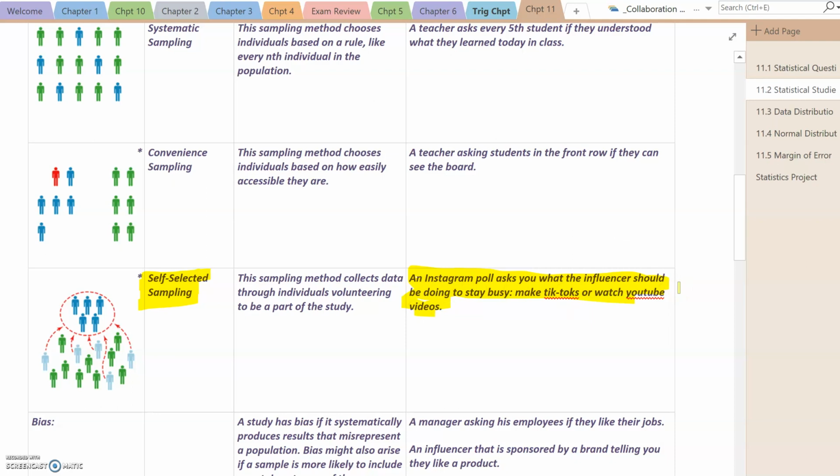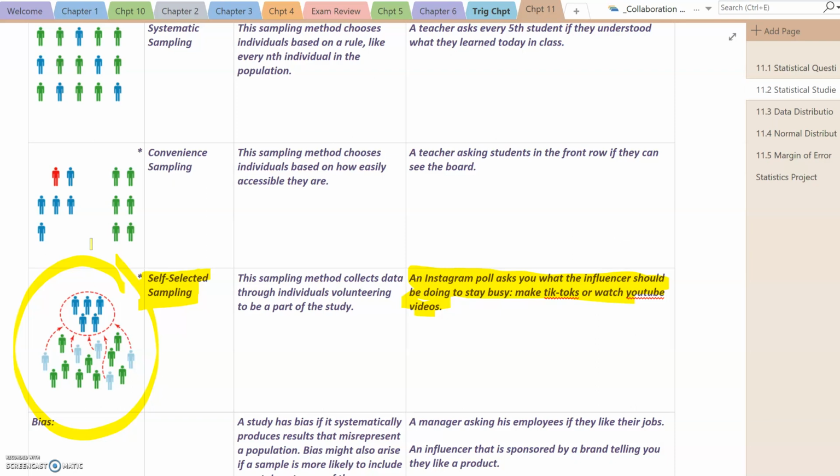An Instagram poll asks you what the influencer should be doing to stay busy. Should they be making TikToks or watching YouTube videos? Now, most of you, I assume, have Instagram and know you don't have to answer the polls, right? You can just click through their stories and be done. But this would be one example of a self-selected sampling method, because if you care or if you're bored and want to participate in the survey, you're more than welcome to, but you don't have to by any means. So here's a picture of that. You have an entire population, and just some people that decide they want to be a part of it are a part of the sampling method.